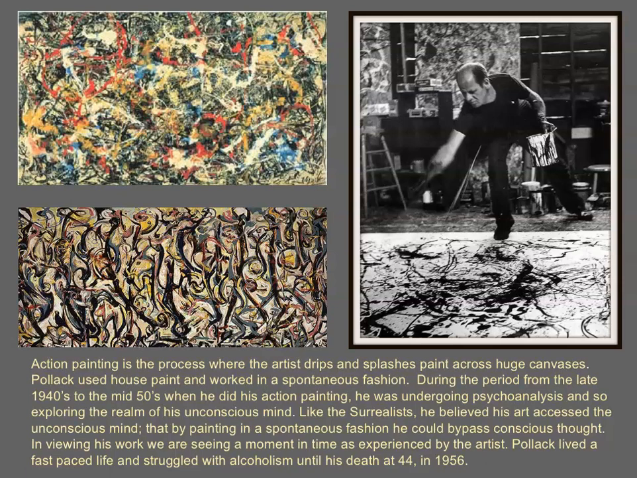In viewing his work, in his belief, and maybe in our experience, we're seeing a moment in time as experienced by the artist. Pollock lived a fast-paced life, and he struggled with alcoholism. He died in a car crash at the age of 44 in 1956. The story is that he had just sold a painting for the most money that he had ever sold a painting for, $5,000. And he was riding, probably had been drinking, in his convertible sports car, and it flipped. And that, as they say, was that.